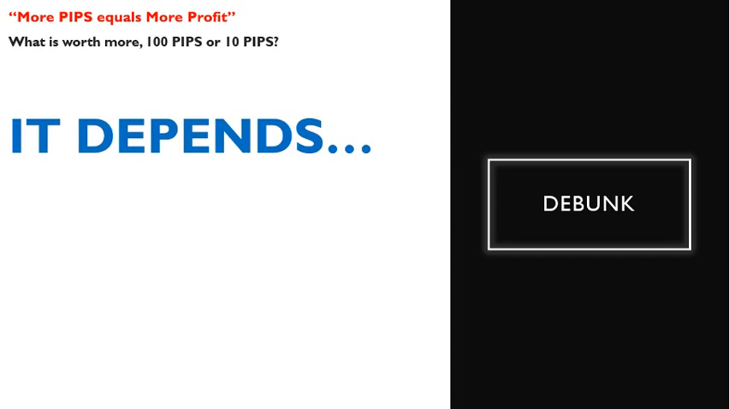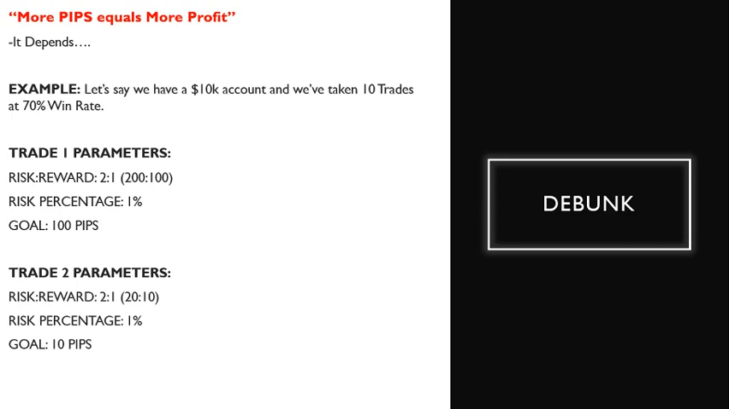So more pips equals more profit. It depends, right? So let's use the first example. Let's say we have a $10,000 account, and we've taken 10 trades. We're just using these numbers because they're round numbers and easy to do the math by, so that everyone can keep up and not feel like they need a calculator. Now we have a 70% win rate. That's going to be the parameters for both of these trade 1 and trade 2 examples.